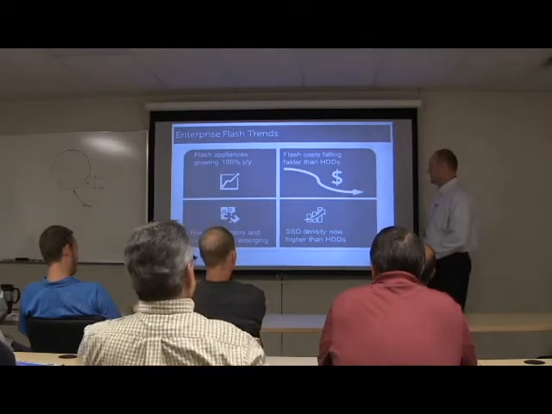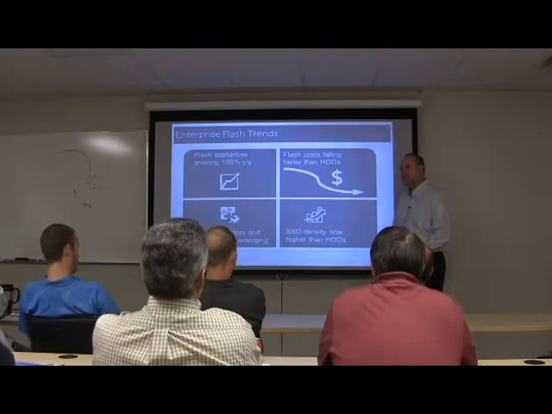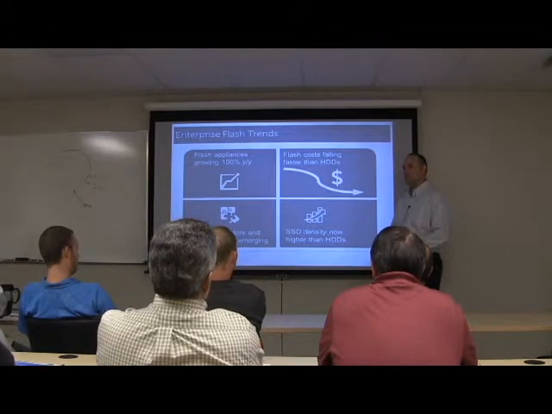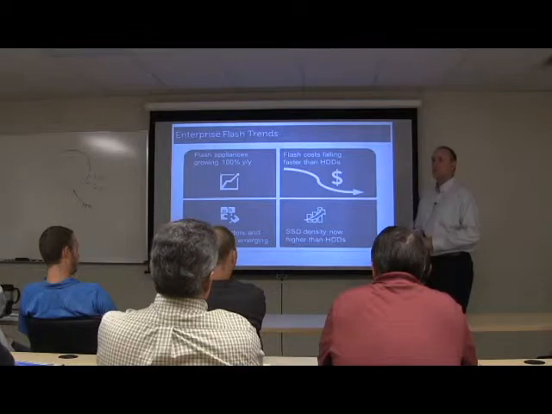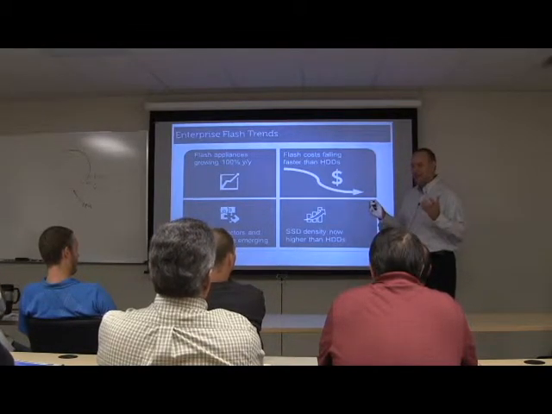How big are hard disk drives now? 4 terabytes on the 7.2K, but those are the slower drives. What about 15K? 600 gigabytes. That's the highest ones.